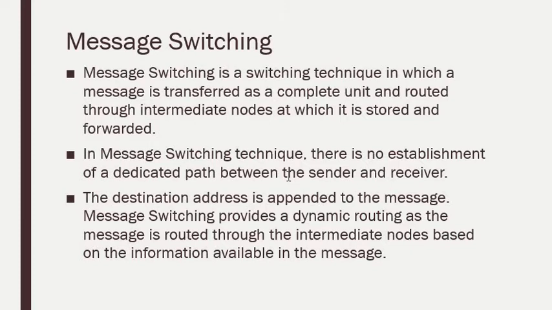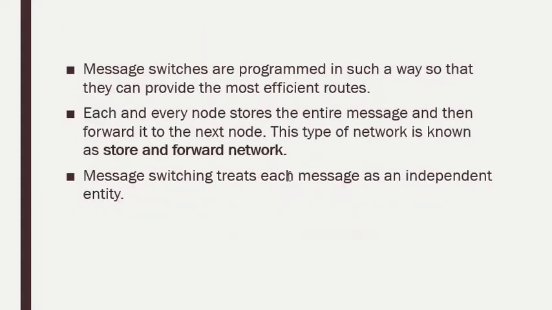Message switching provides dynamic routing as the message is routed through the intermediate nodes based on the information available in the message. Message switches are programmed in such a way that they can provide the most efficient routes. Each and every node stores the entire message and then forwards it to the next node. So this type of network is also known as a store and forward network. Message switching treats each message as an independent entity.